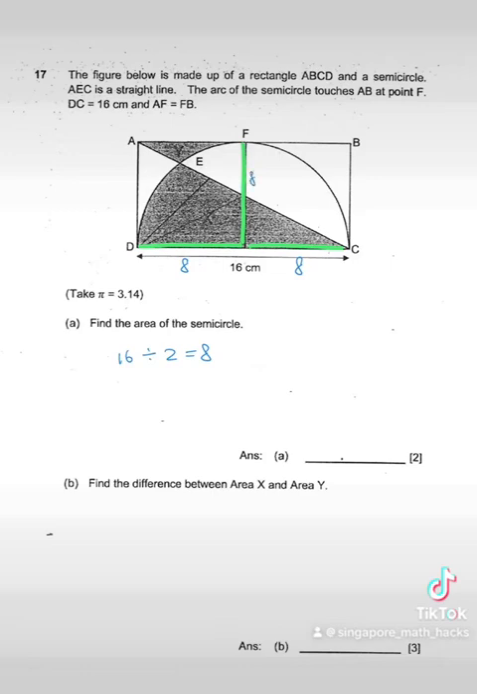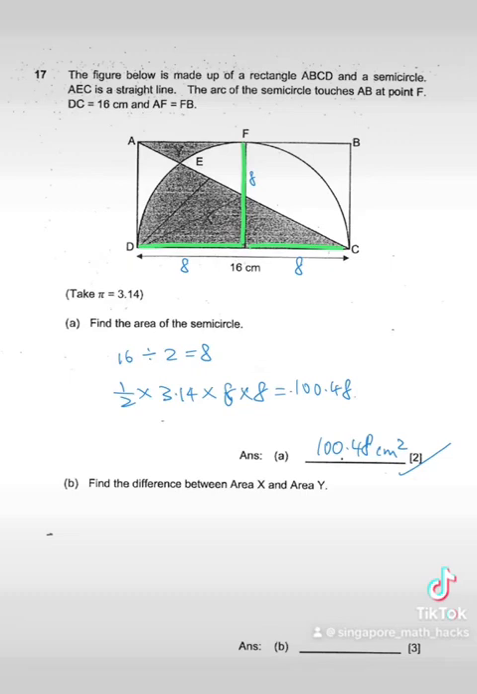Then to find the area of the semicircle, half times pi r square, pi times radius squared, equals 100.48. So part A is done. Next, part B: find the difference between area x and area y.